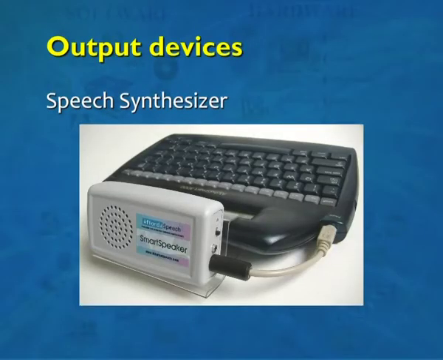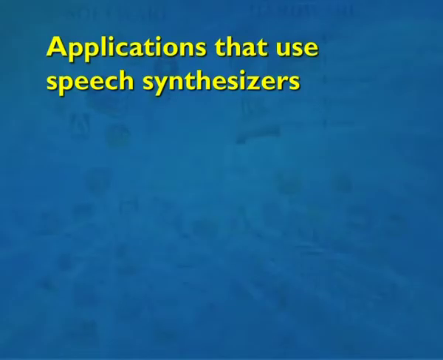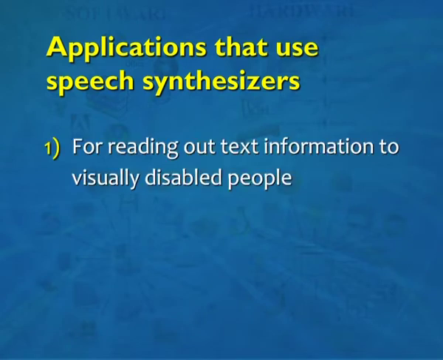Next one, speech synthesizer. A speech synthesizer is a device which converts text information into spoken words. To produce speech, it combines basic sound units called phonemes. From a given text information, it combines the sequence of words into phonemes, amplifies it, and the output is produced through a speaker. Several applications that use speech synthesizers are for reading out text information to visually disabled people.